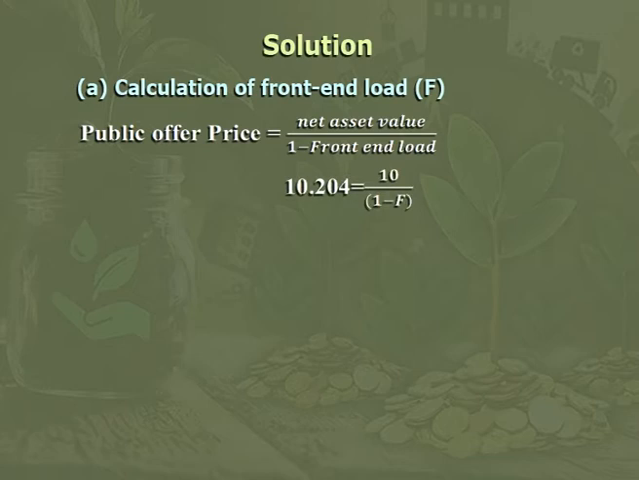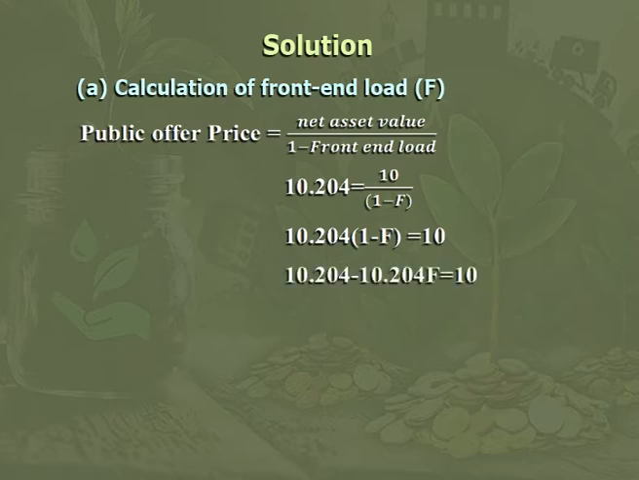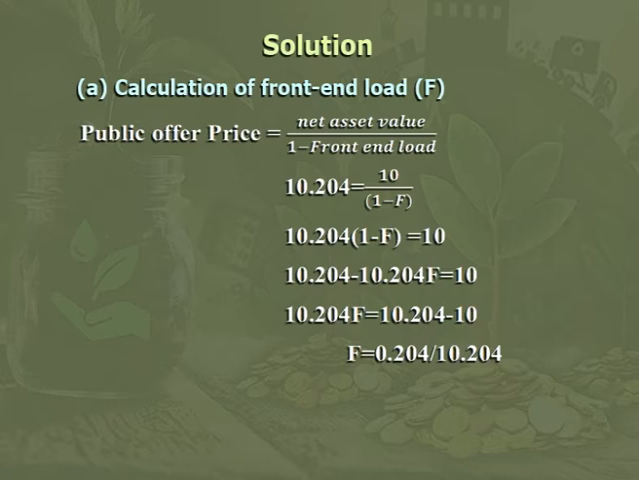When we substitute the values given, 10.204 is equal to 10 divided by 1 minus F. 10.204 into 1 minus F is equal to 10. 10.204 minus 10.204F is equal to 10. Therefore, 10.204F is equal to 10.204 minus 10. So, we get the value of F as 0.204 divided by 10.204, which is close to 0.01999, that is equal to 2%.